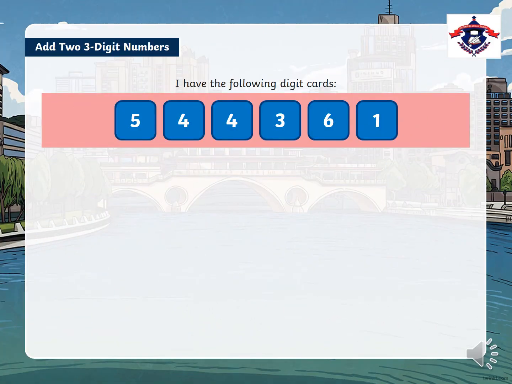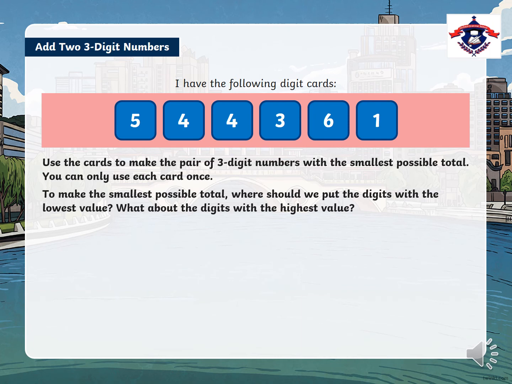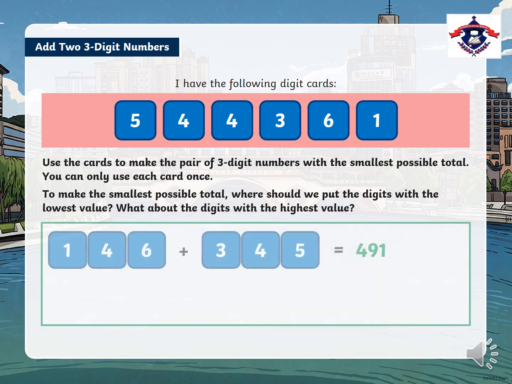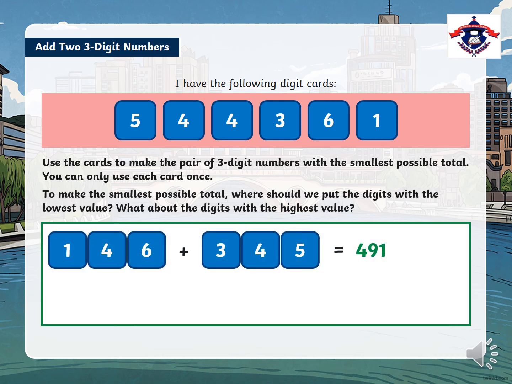Wrap up time, my dear students. There are two 3-digit numbers. Following are the digit cards you can use to do this question. You have to use each card only once. To make the smallest possible total, where should we put the digits with the lowest value? And what about the digits with the highest value? For example, the lowest number will be 146. When you add 146 with the highest possible 345, the result we get is 491.